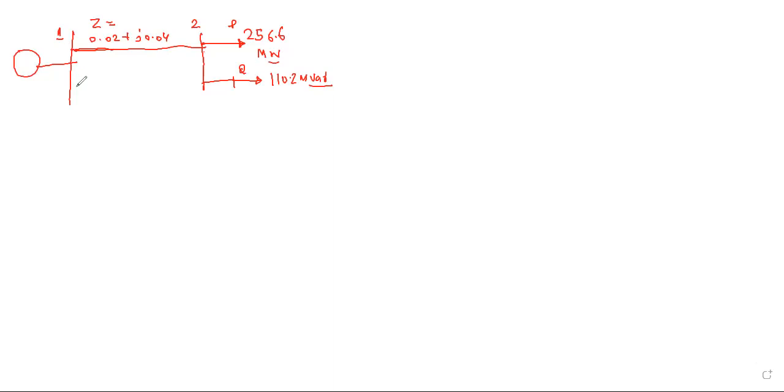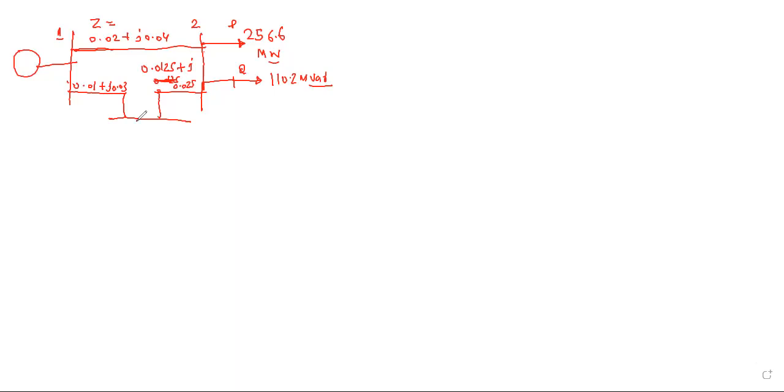Then I have one more impedance and one more bus. This is bus one, bus two. Then I have one more impedance here, and one more impedance here, which is getting connected to bus two. So the value of impedance here would be 0.01 plus j0.03, and here it is 0.0125 plus j0.025. And this is my third bus over here.